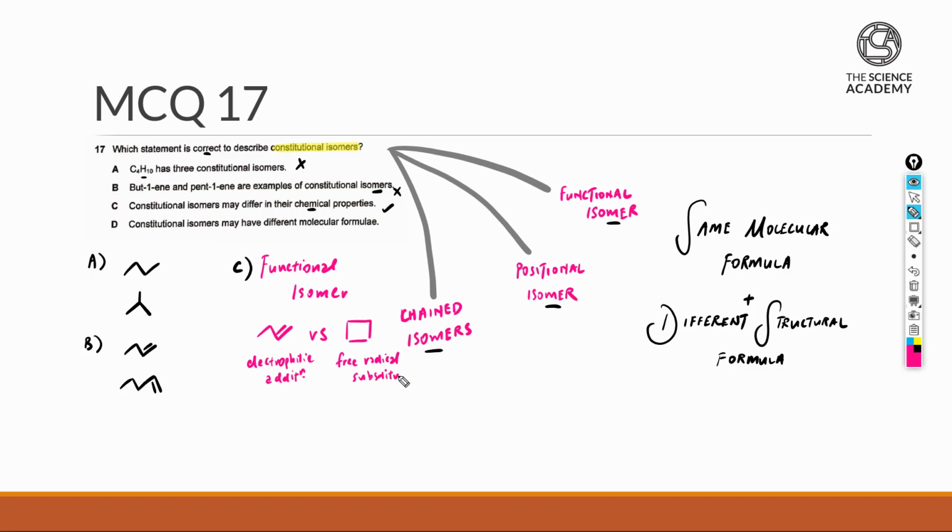So C seems to be quite a plausible answer now. And looking at part D here, constitutional isomer may have different molecular formula. Again, the word isomer, you must have the same molecular formula. So MCQ 17, the answer is C.